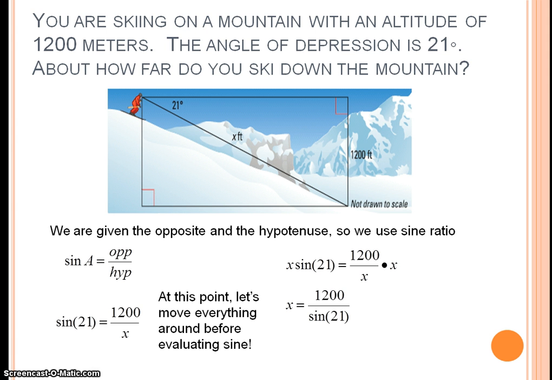Now, if you did not know this, you can evaluate this sine of 21. This is not sine times 21. This represents a function. I'm looking for the value of sine at 21, and this one specifically is 0.3584 rounded. So I can divide 1200 by 0.3584, and I get 3,348.21 feet, and that's going to be the length of this hypotenuse here.